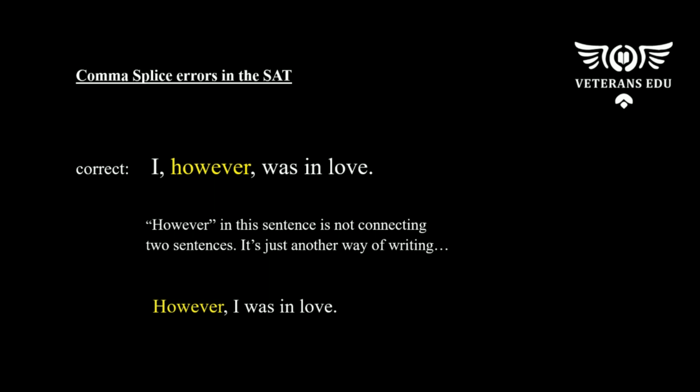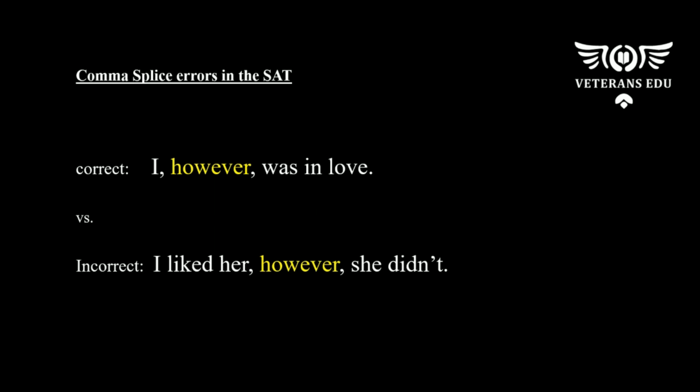Let's make the comparison more explicit. If you look at the screen, the first example, "I, however, was in love," is just one sentence. But the second example, which is a comma splice error, I'm trying to connect two different sentences with the word "however," and this is the mistake that we have to fix. I cannot stress how important comma splice is in the writing section of the SAT. So if you're still unsure what this concept is, please make sure to review our lessons.